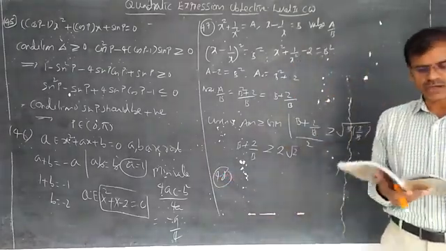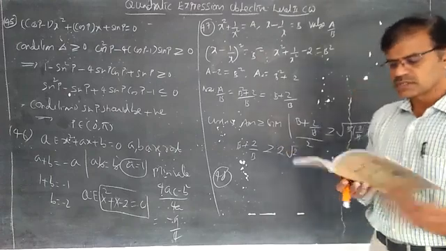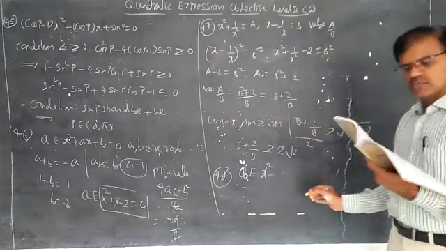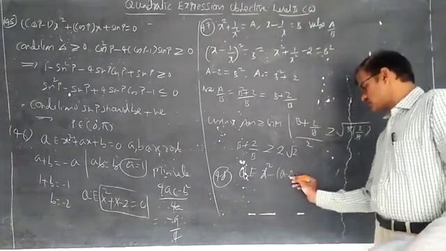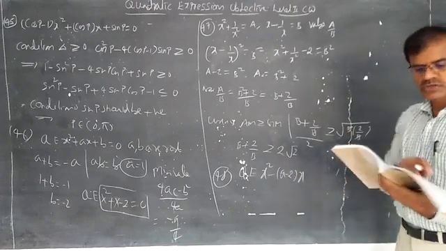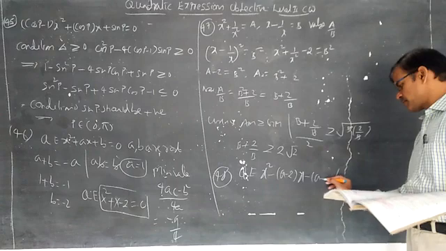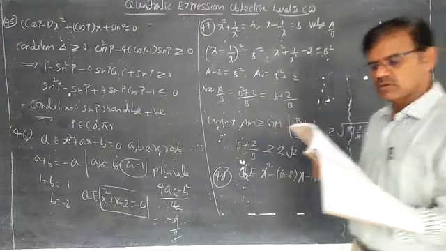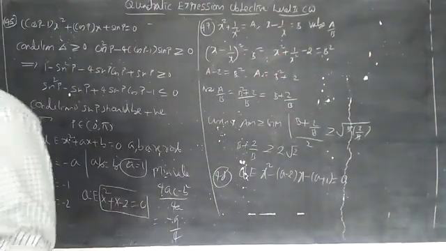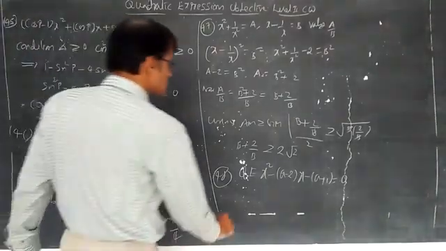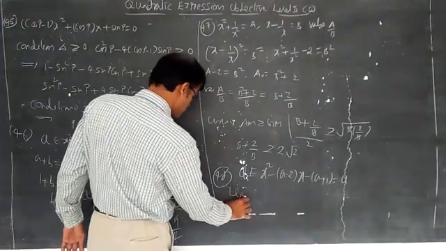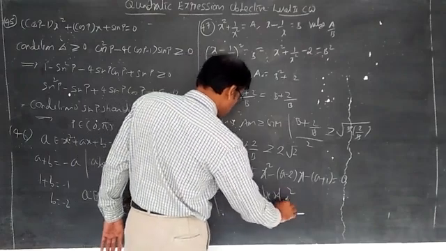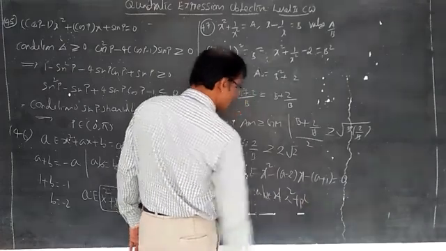Now 48th question. If alpha, beta are the roots of the quadratic equation x square minus of a minus 2 into x minus of a plus 1 is equal to 0, where a is a variable, then find the least value of alpha square plus beta square.